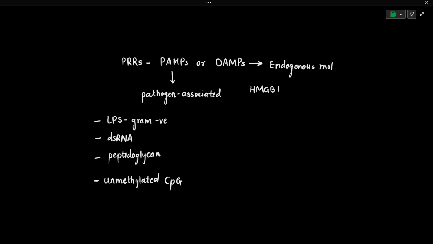The PRRs, the pattern recognition receptors, will be recognizing those PAMPs and DAMPs. So HMGB1, which is a DAMP, will be recognized by the pattern recognition receptor. I hope the basic idea of what pattern recognition receptors are and what they recognize is clear to you all. Okay, so the important point is that those PRRs are germline coded.